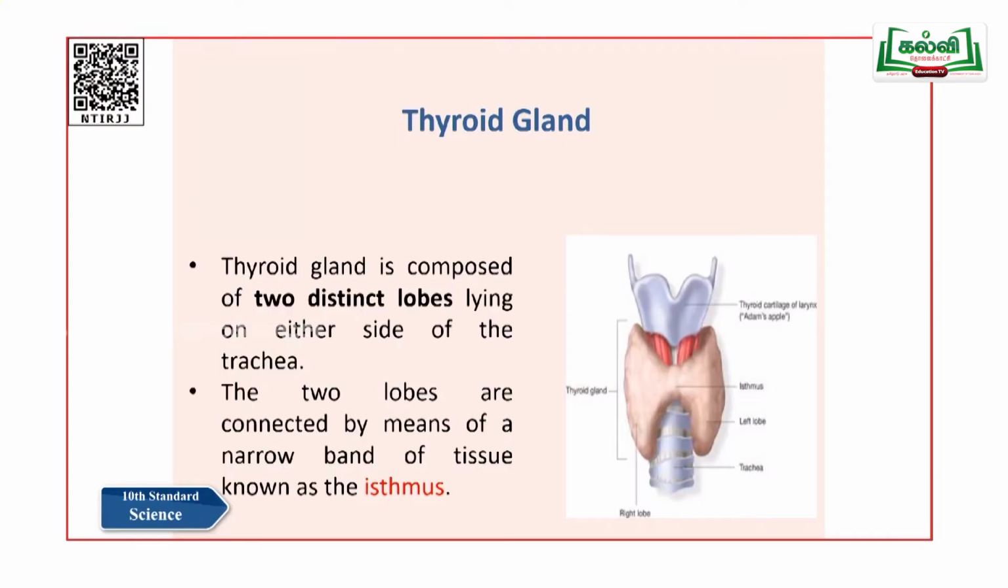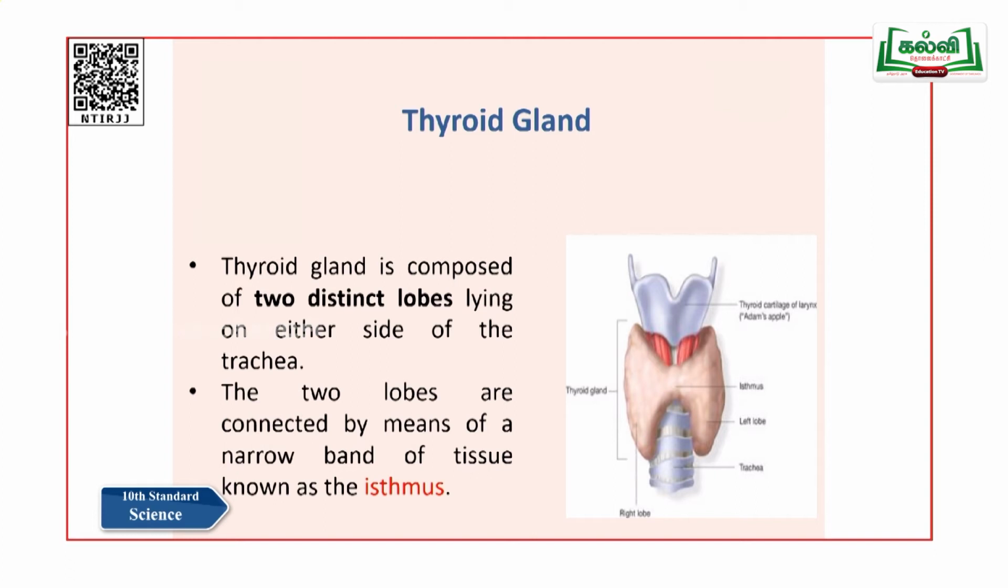Now I go into the next gland, called the thyroid gland. What is the thyroid gland? The thyroid gland is composed of two distinct lobes lying on either side of the trachea, which you are seeing in the picture. In your throat you have this nodule, where the two distinct lobes lie on either side of the trachea. This gland is called the thyroid gland.